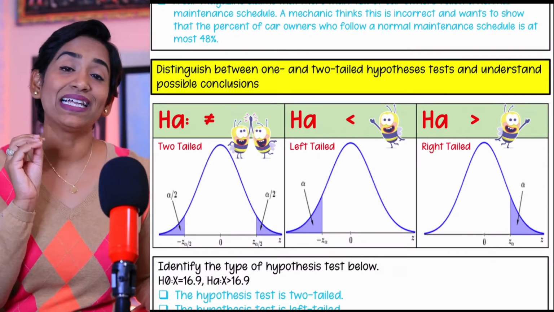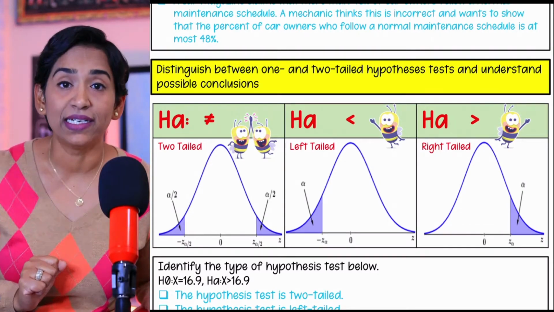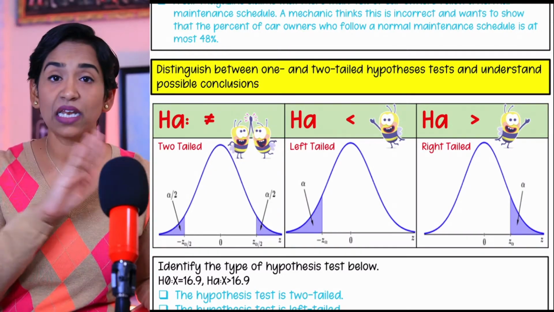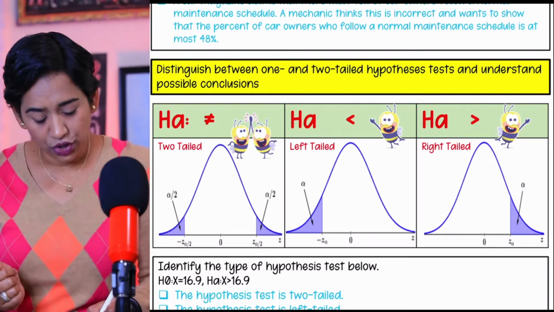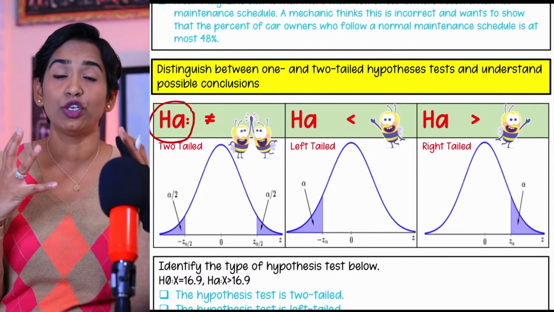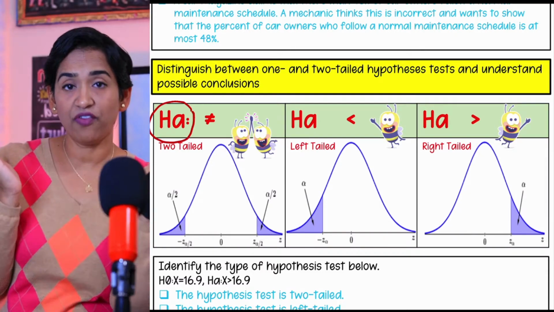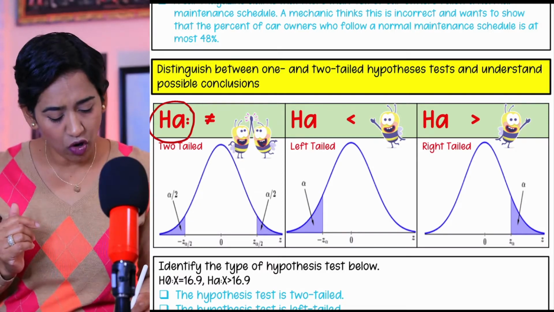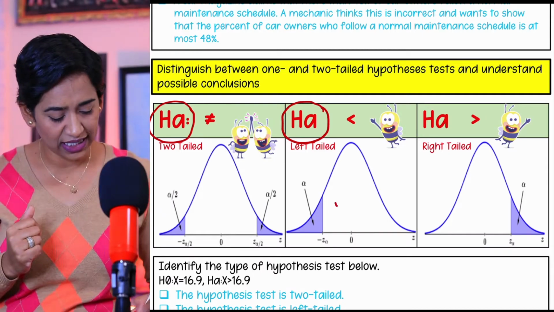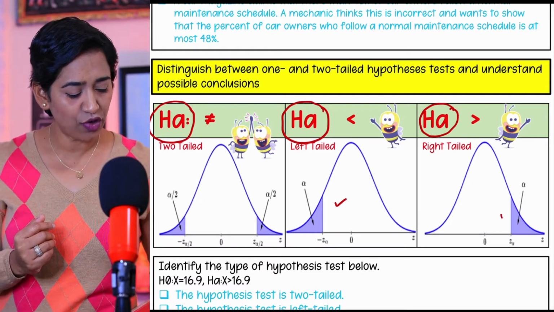So what tells you what tail test it is? You always look at your alternative. Remember, the alternative hypothesis tells you what tail. Null does not tell you, only your alternative. If your alternative is not equal to, that means it could be less than or it could be greater than, so it's two-tailed. If your alternative is less than, that means it's left-tailed, as you can see here. If your alternative is greater than, it is right-tailed.